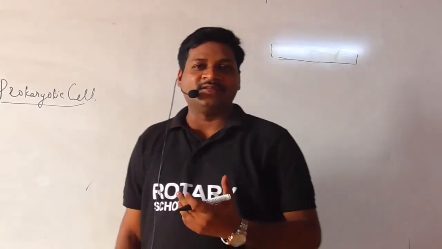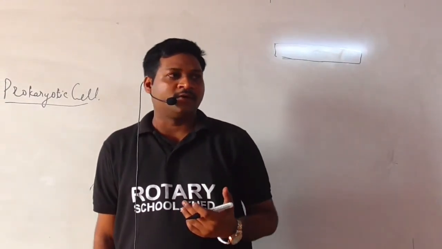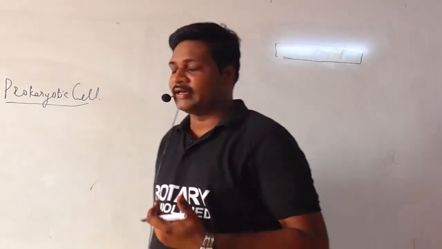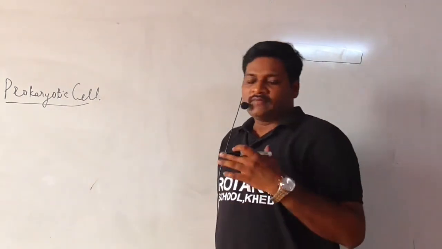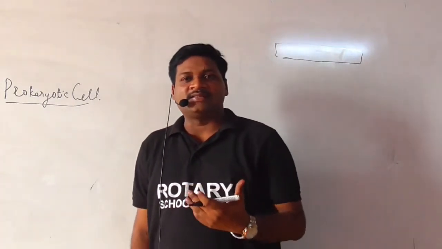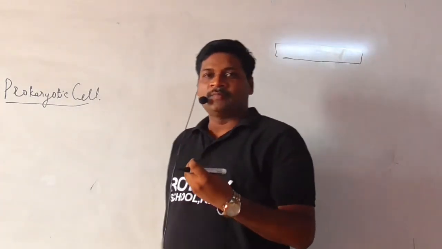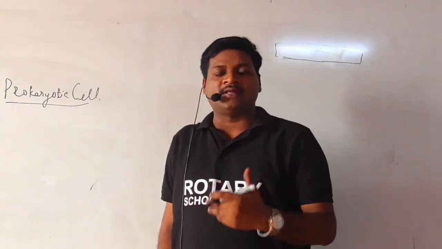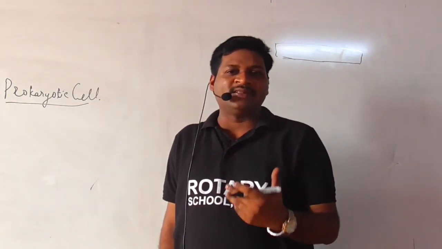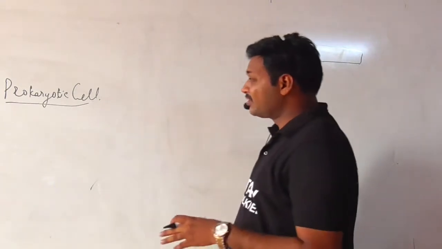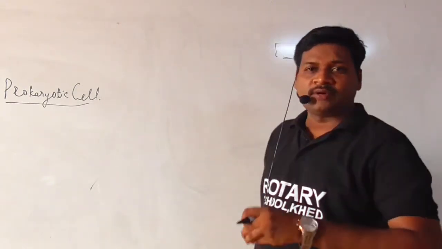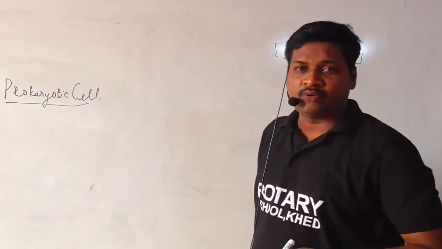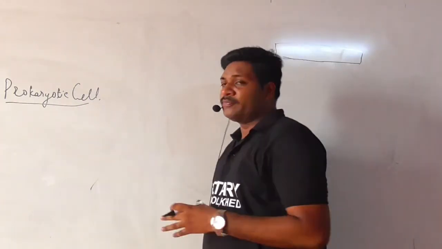In the previous class we discussed the prokaryotic cell. Now today we are going to discuss the characteristic features of the prokaryotic cell again. Here we have defined the prokaryotic cell as the cell in which most of the cellular organelles are absent or not well developed, and the endomembrane system is absent. Such a cell is referred to as a prokaryotic cell. Or the cell organelles are not membrane bound in such a cell.